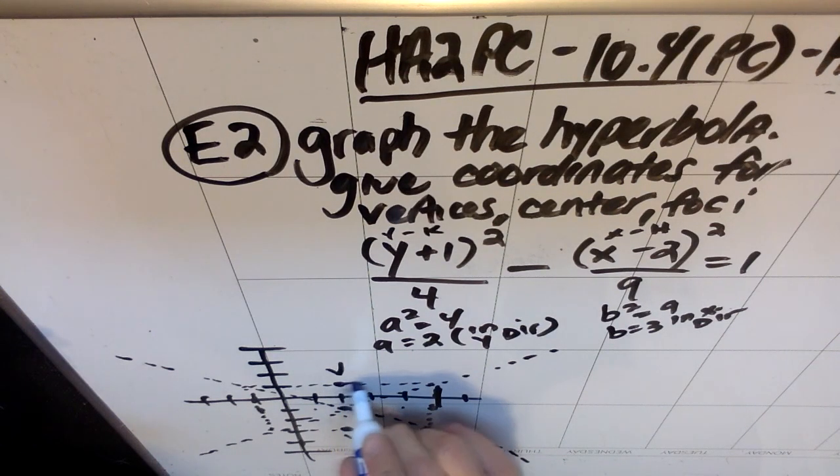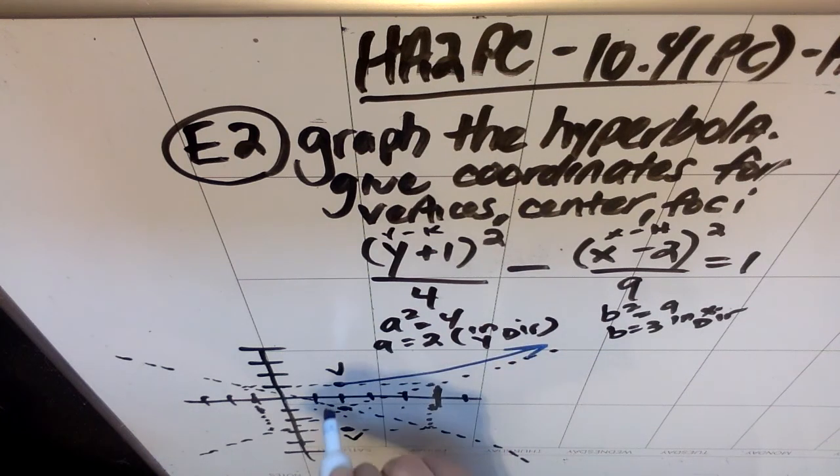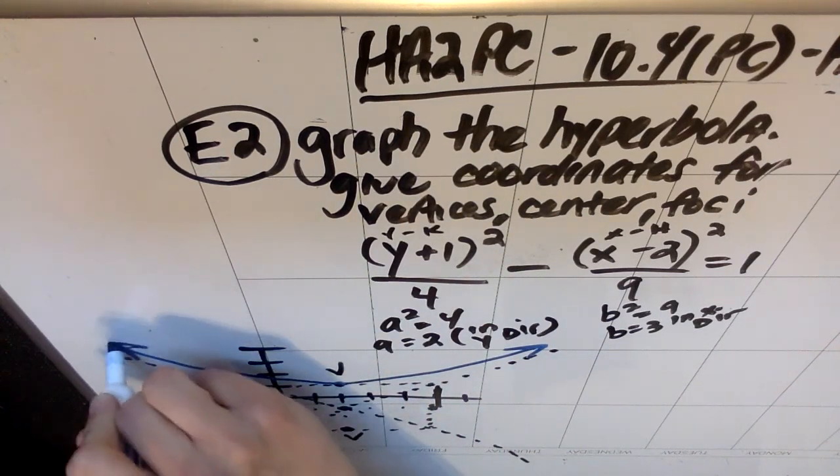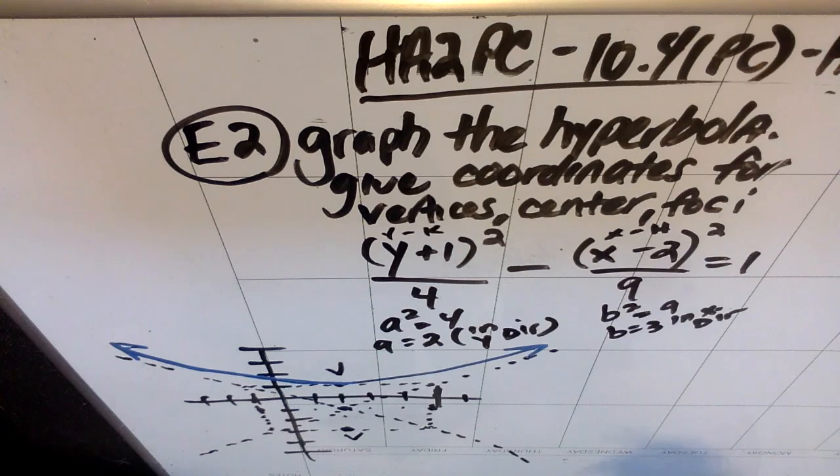And I'm going to just trace along these crazy asymptotes, right? So that's branch 1, and it doesn't have to be perfect, and you can go back over it if it's not great. And then branch 2 is going to start at the other vertex and go along the asymptotes, right? So that's my graph.